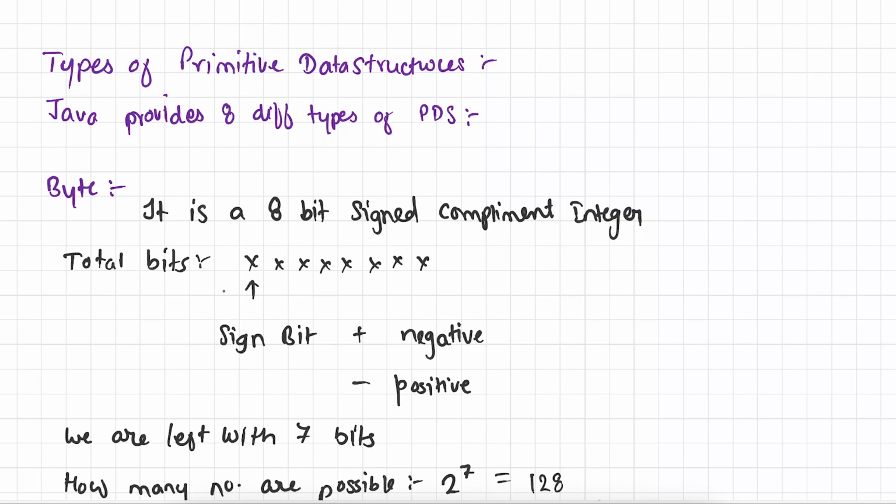So we have a total number of bits, and how many bits do we have? 8 bits. 1, 2, 3, 4, 5, 6, 7, 8.